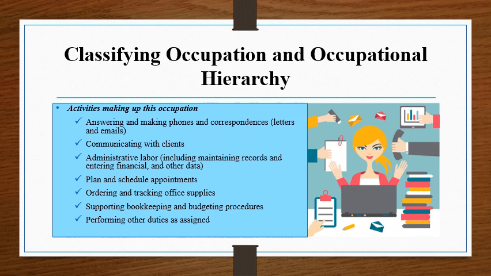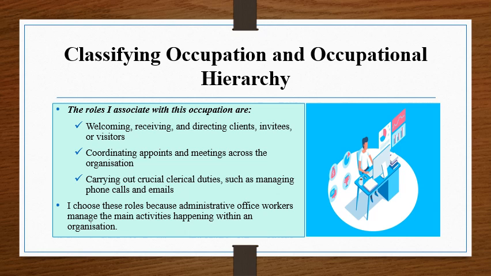The significant roles I associate with this occupation are welcoming and directing customers and other guests, coordinating organization appointments and meetings, and performing duties of the organization such as managing phone calls and emails. The reason for choosing these roles is that administrative office workers are responsible for different activities within the organization. For example, in an organization, visitors require assistance and there are phone calls and emails to be answered and meetings and appointments to be planned.